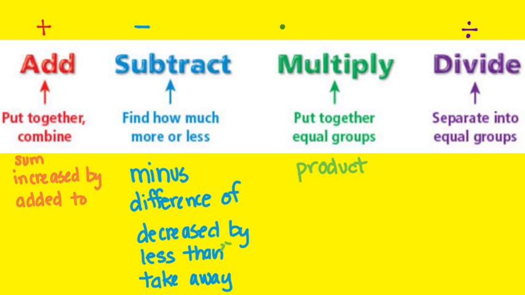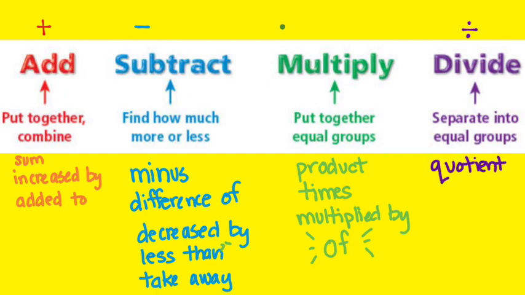Multiplying, putting things together in equal groups. This is a product, and to remember that it is a product, you can think, if I want to multiply my money, I make a product to sell it, right? So product is multiplying, or times, or multiply by. The biggest thing here is of. Of means to multiply.